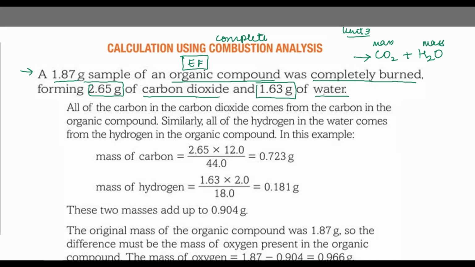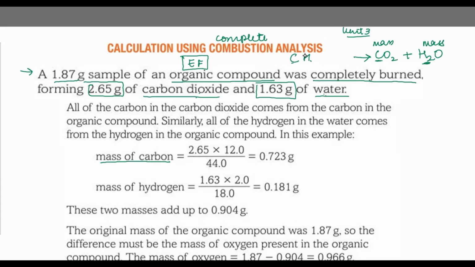Now, we know that whatever carbon dioxide is being formed is coming from the carbon part of the organic compound, and whatever hydrogen is being formed is coming from the hydrogen part of that compound, and the remaining you need to find out is the oxygen, which is also coming from that organic compound. Because we are just getting two products, that ensures that we have carbon, hydrogen and oxygen also, right?